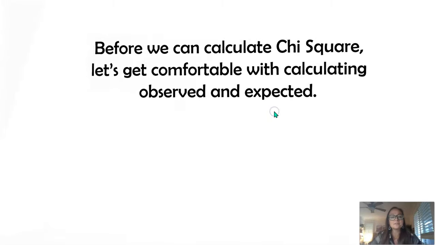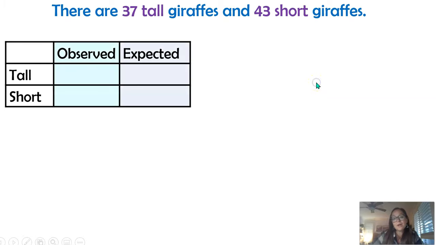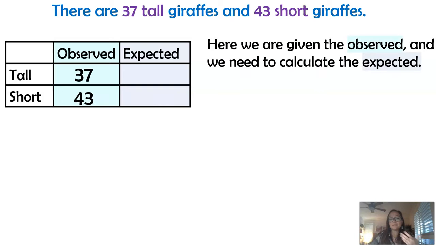So let's use this really easy example of some giraffe from one of my ratio videos. So let's say you have 37 tall giraffe and 43 short. So we actually are given our observed, 37 and 43. So now it's up to us to calculate the expected. And that can be the tricky part for students sometimes, figuring out, well, what should have happened, I guess.